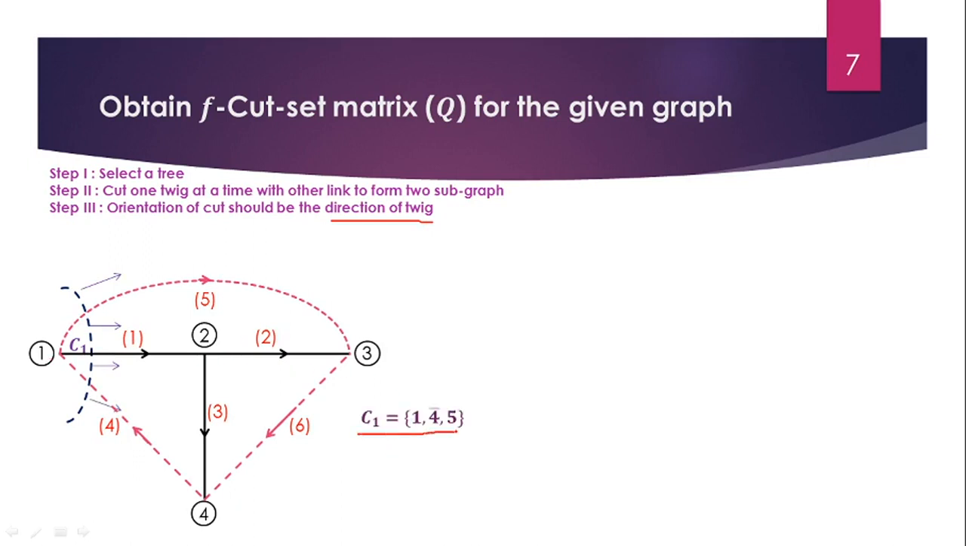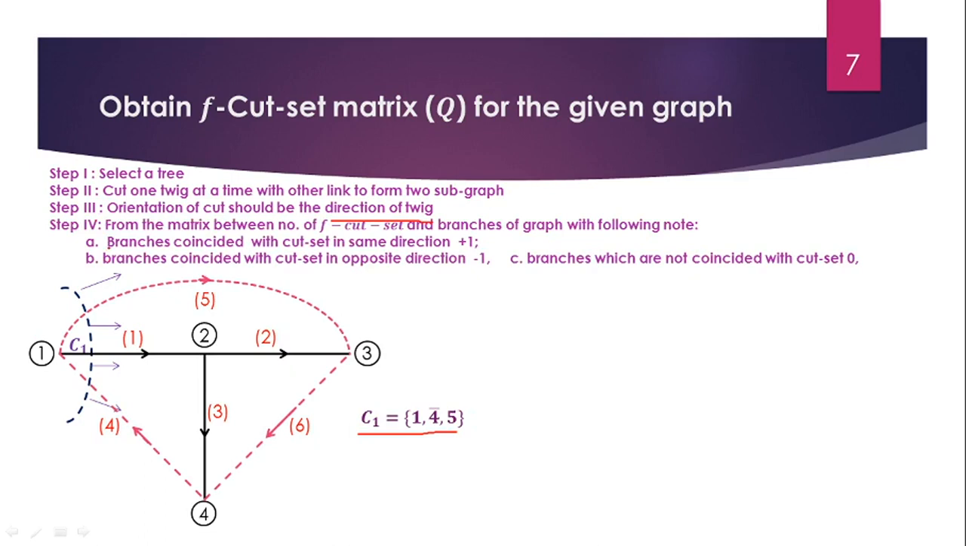So what cuts are we getting here? C1, which cuts branches 1, 4 and 5. Branch 1 is a twig, and the twig and cut have the same direction, so we get a positive 1. Branch 4, that is link 4, is also cut, but it is going towards the node and the cut is going away from the node, so we take the bar, which indicates the matrix element value -1. And branch 5 is also cut, having the same direction as the cut, so there the matrix element value is taken as +1.